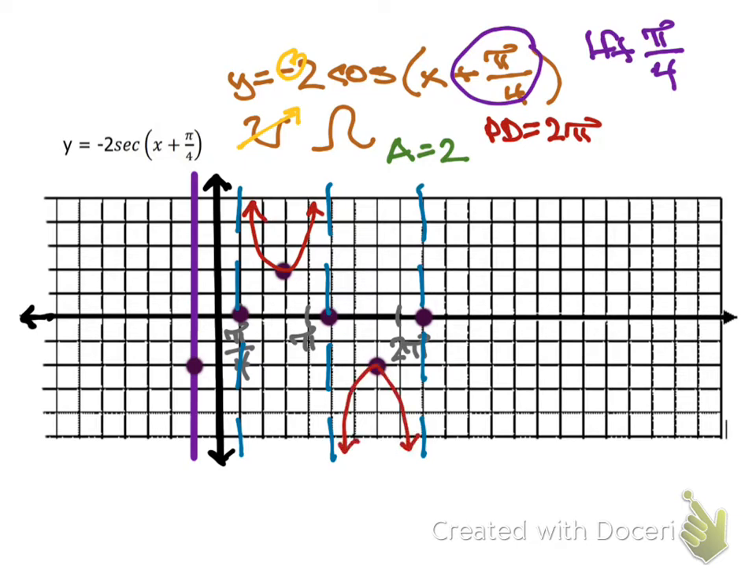As long as you kind of pretend for a second that you're graphing either cosine or sine, depending on whether you have secant or cosecant, and then dot in what it would be for sine or cosine, then finish out by putting in your asymptotes and your swoopies, you ought to be good.